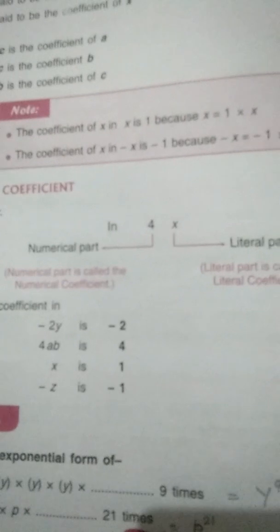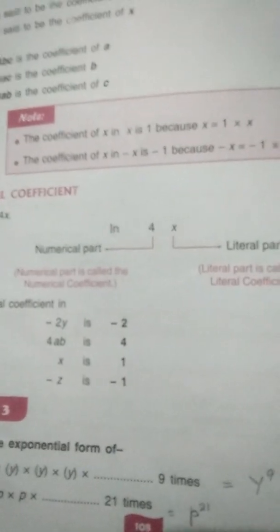Numerical coefficient. In 4x, 4 is the numerical part and x is the literal part. So the numerical part is called numerical coefficient and the literal part is called literal coefficient. So the numerical coefficient in minus 2y is minus 2, in 4ab is 4, in x is 1 and in minus z is minus 1. These are the numerical coefficients.